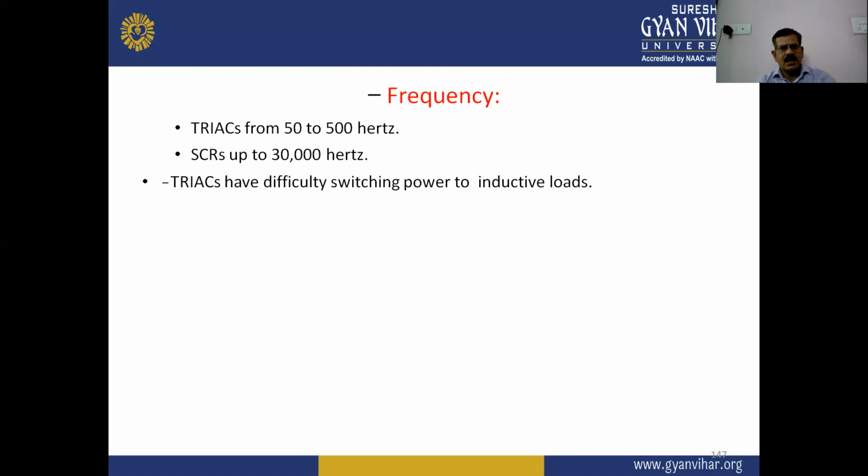And also, what is the frequency range of these two devices? The operating frequency range for the triac is 50 to 500 hertz. That is the range for triac frequency. And the frequency range for the SCR is up to 30,000 hertz. So this is a very high frequency range for SCRs. Triacs have difficulty switching power to inductive loads.